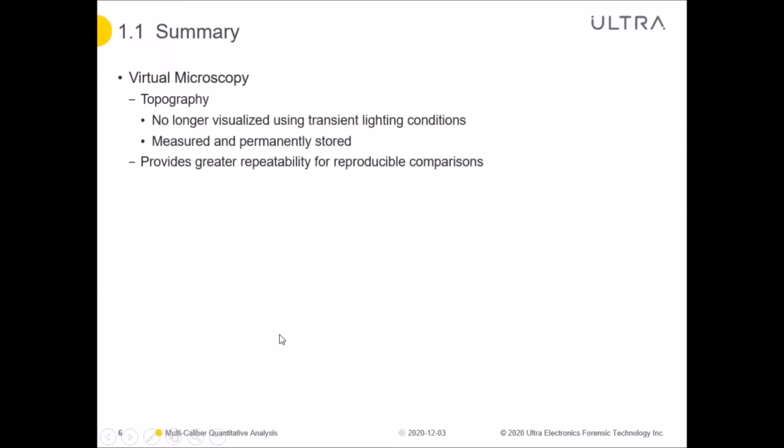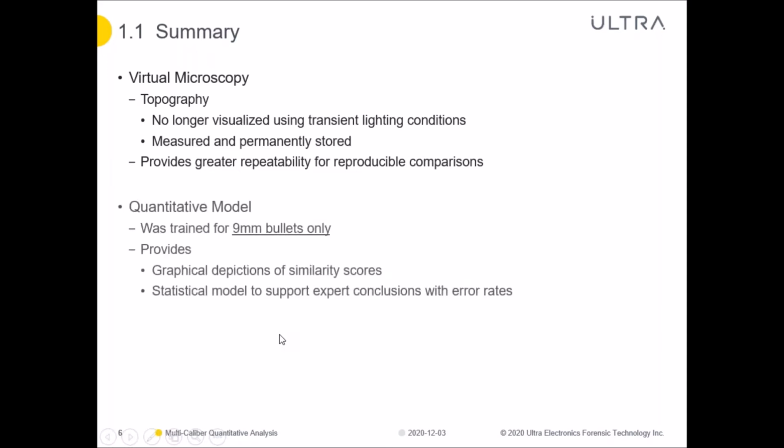So I think we can say that topography will no longer be visualized using transient lighting conditions. It will rather be measured and permanently stored on a computer. Virtual microscopy provides greater availability for reproducible comparisons. At the first webinar, the model was trained with only 9mm bullets. Quantitative models provide first graphical depictions of similarity scores and provide a statistical model to support the expert's conclusions if he actually wants to go to court.